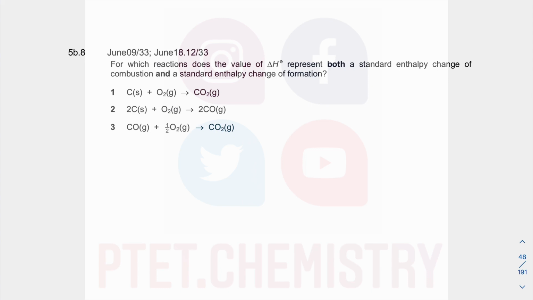In this next question, we want the reactions where the enthalpy change represents both a standard enthalpy of combustion and the formation. All right, so I can tell you the one thing you should be looking for is statement 2. This is forming 2 mole of the substance. Forming 2 mole of the substance already contradicts formation, because enthalpy change of formation is defined for forming 1 mole of the substance. 2 is incorrect. You're left with option 1.